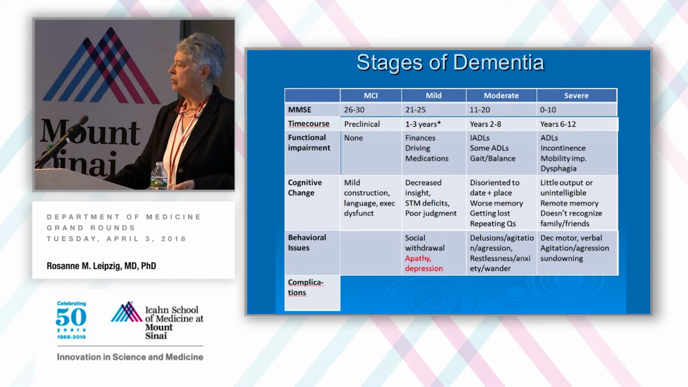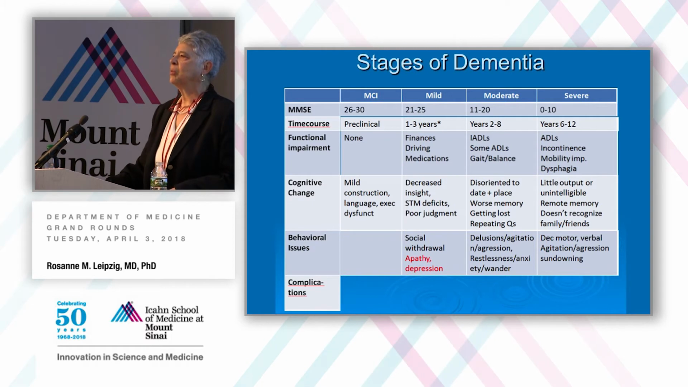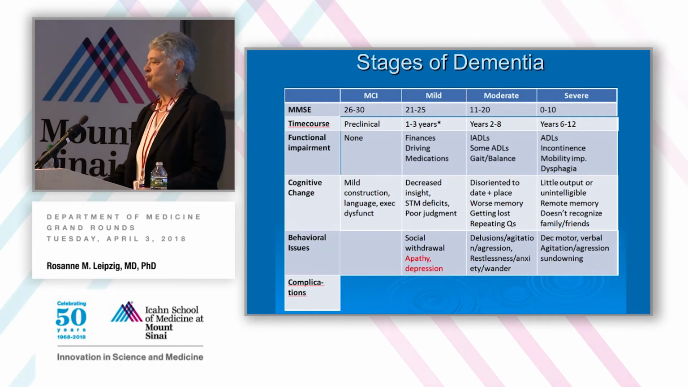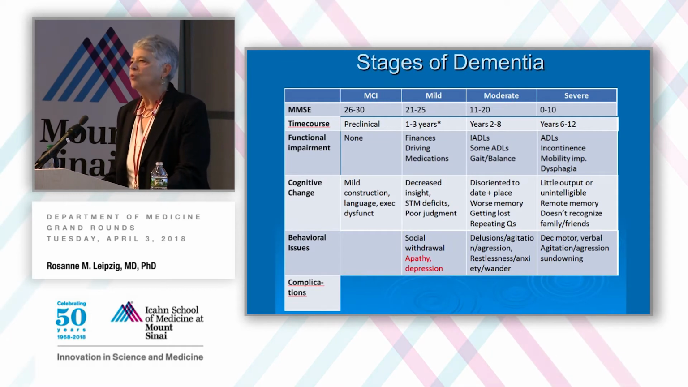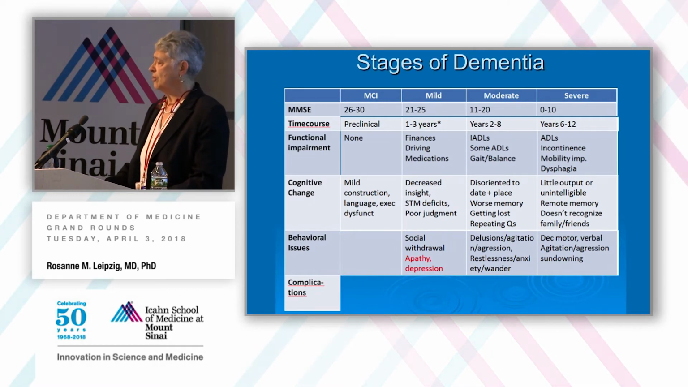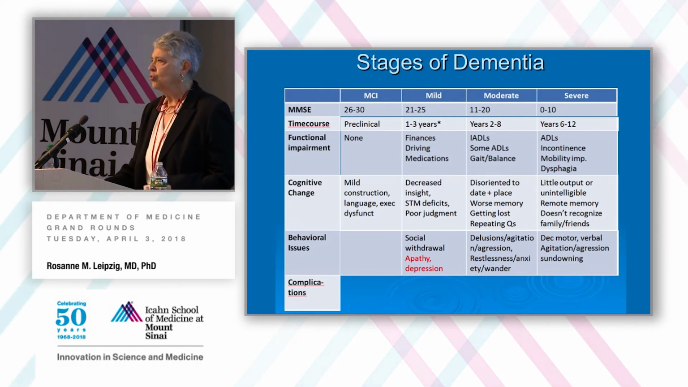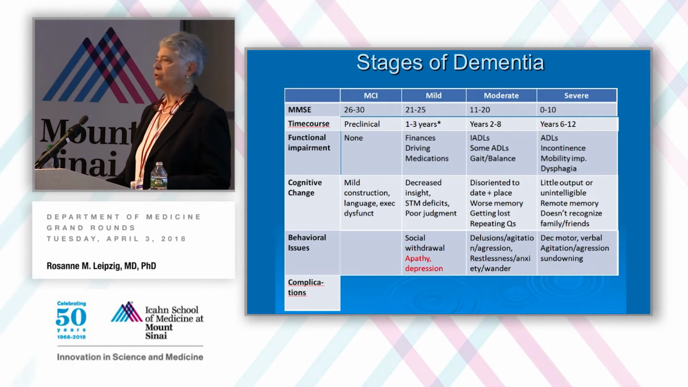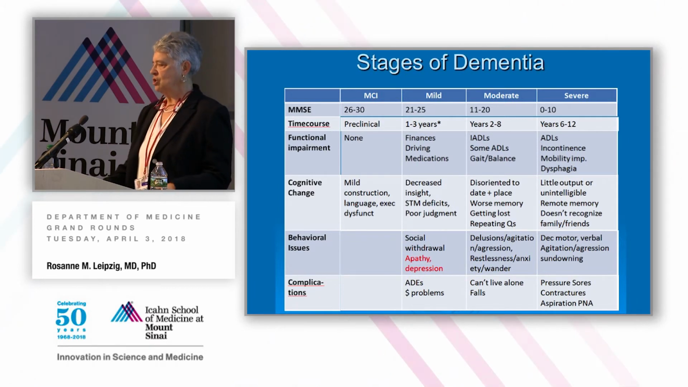Behavioral issues. Mild starts with withdrawal, apathy, depression. Some people feel part of this is because people are realizing what's happening, okay? Moderate, the delusions, agitation, aggression, restlessness and anxiety, wandering. And severe, people don't move much, have very few words and verbal output. And there's agitation and aggression because they don't understand what's going on and what's being done. And people start to sundown. Okay? And finally, the complications.